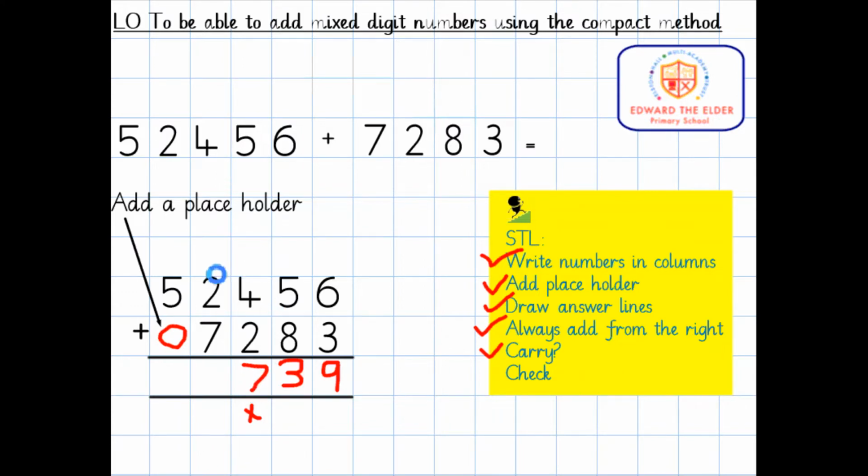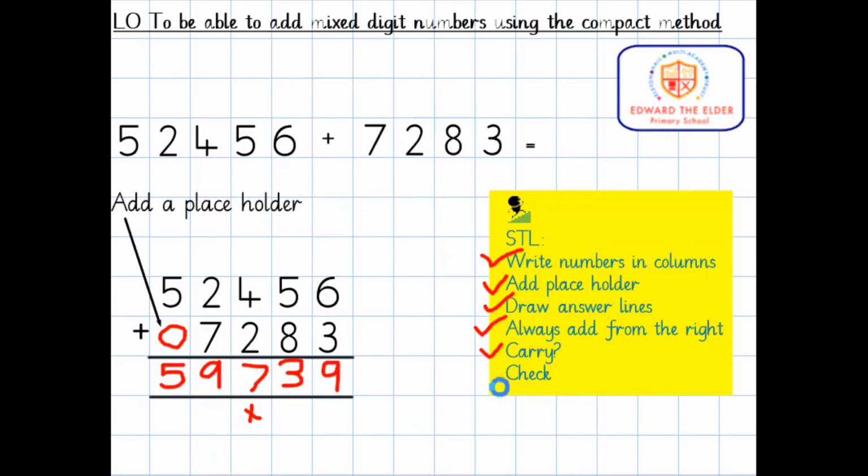I then move on to my thousands column. 2 add 7 is 9, so I'm going to put my 9 in this column. I then move over to my 10,000s column. Now remember, as we are adding a 5-digit and a 4-digit, we only had 1 digit in our 10,000s, so we'd put our placeholder there to remind us. So 5 add 0 equals 5, so I'm going to put 5 in this column.